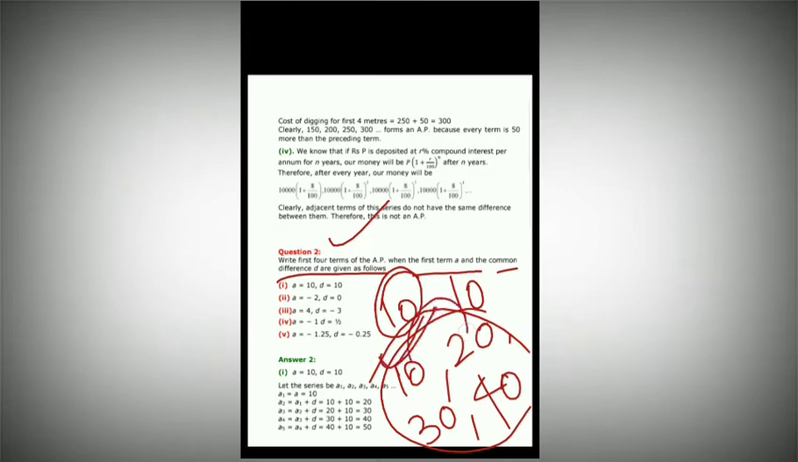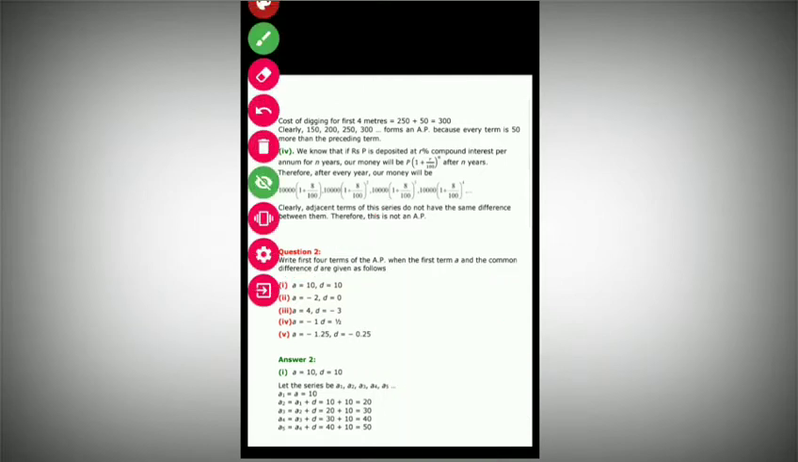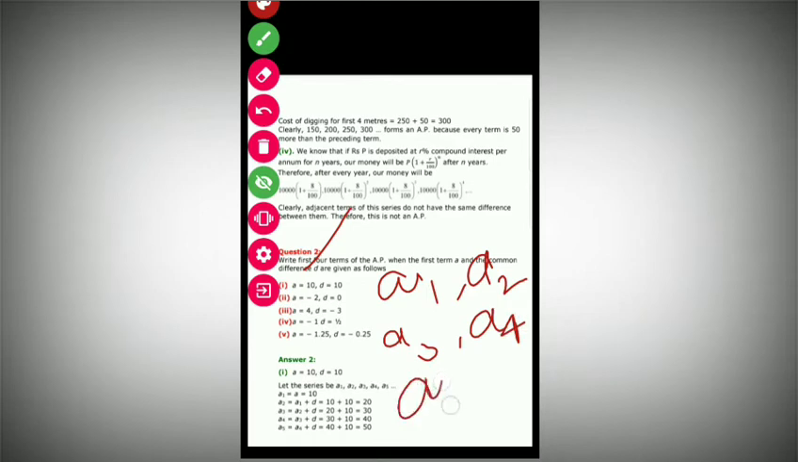Here you can check the difference between 20 and 30, and between 30 and 40 also. The difference is 10 as the question is saying, and the first term is 10. Are you getting what I am saying to you? The first term is denoted by A1, the second term by A2, the third term by A3, the fourth term by A4, the 20th term by A20, the nth term by AN.